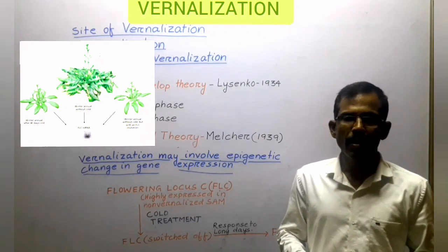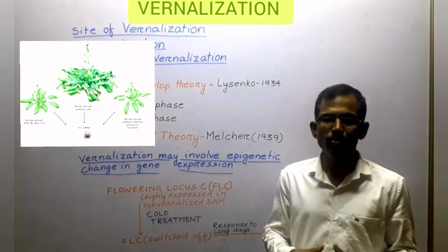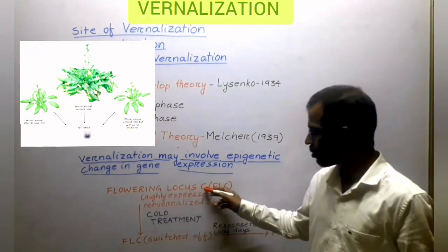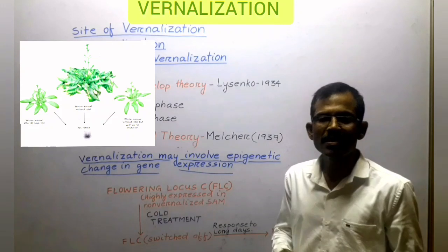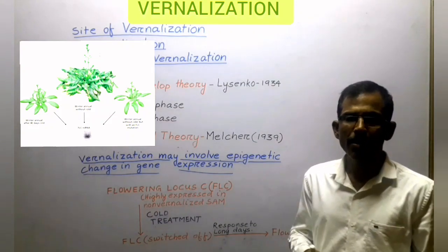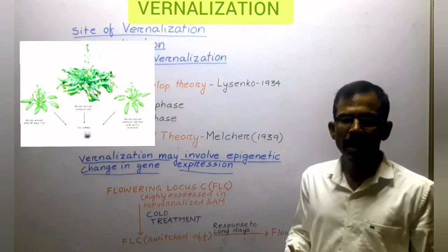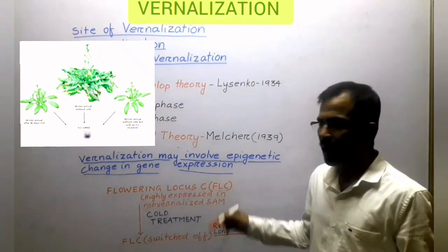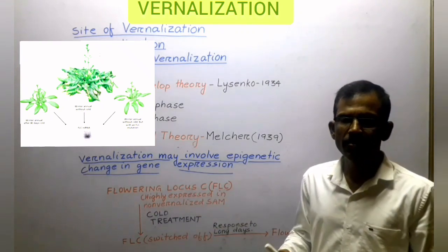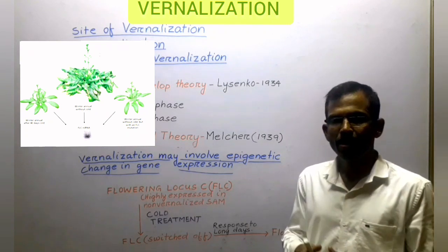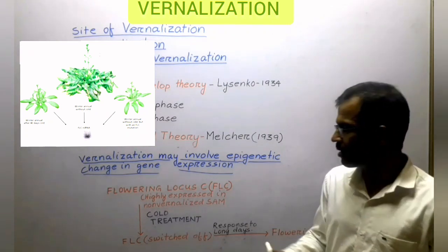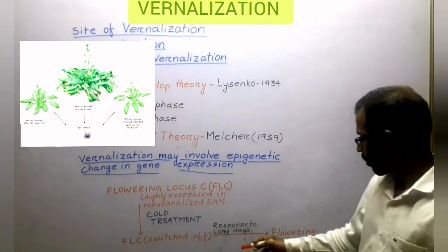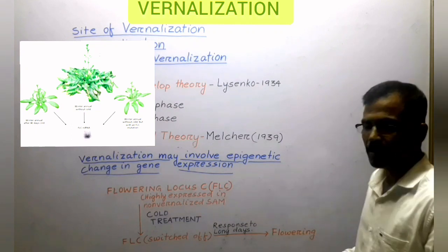Arabidopsis require both long days and vernalization in order to flower. In this plant, there is a gene termed as flowering locus C or FLC, which is a repressor of flowering. In non-vernalized shoot-apical meristem of Arabidopsis, this gene is highly expressed, as a result of which flowering is inhibited. But when a cold treatment is given, this gene is switched off, as a result of which the plant responds to long days in order to flower.